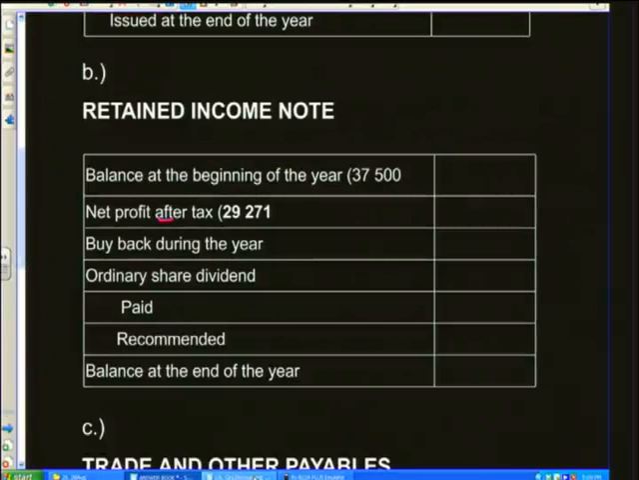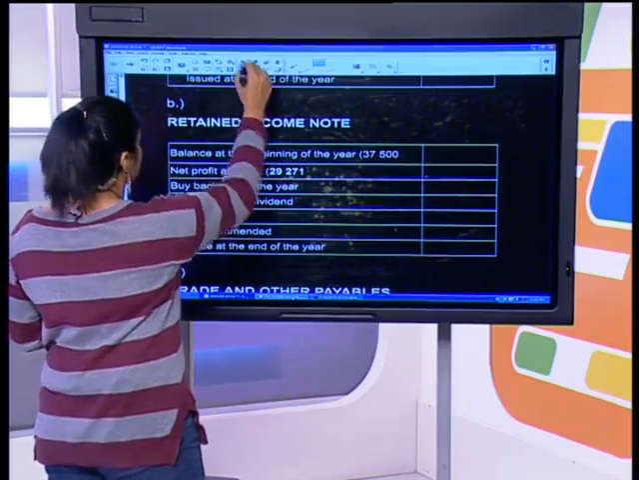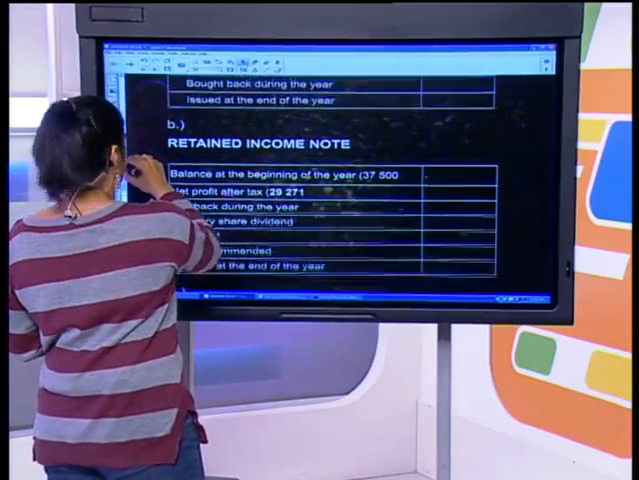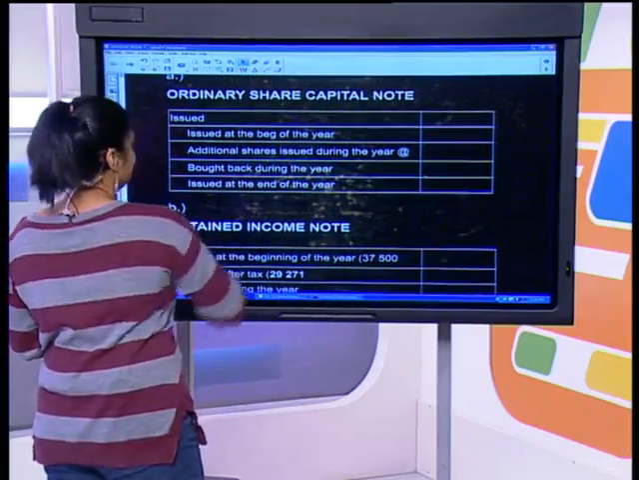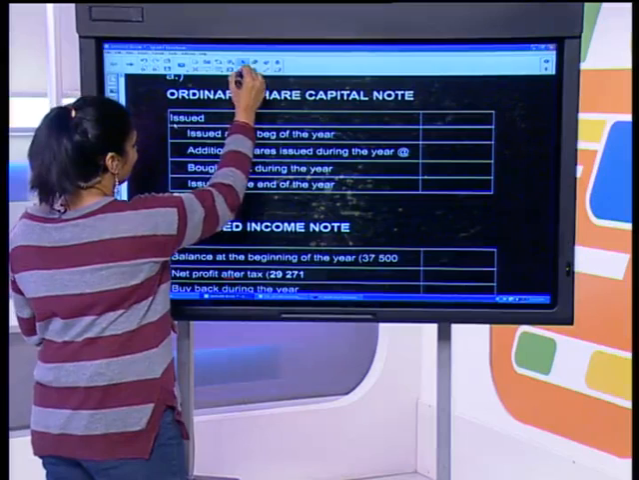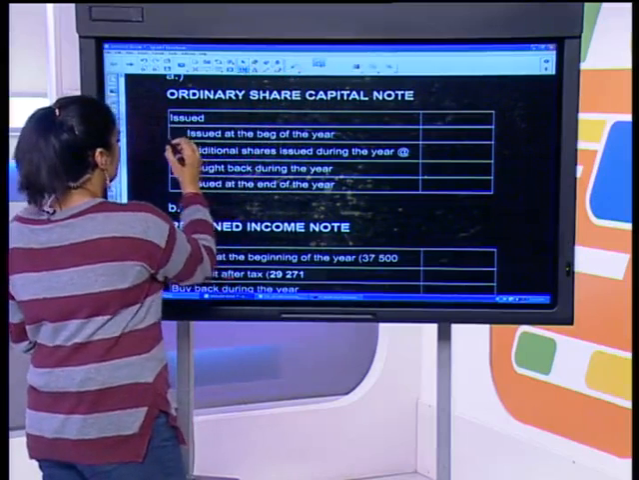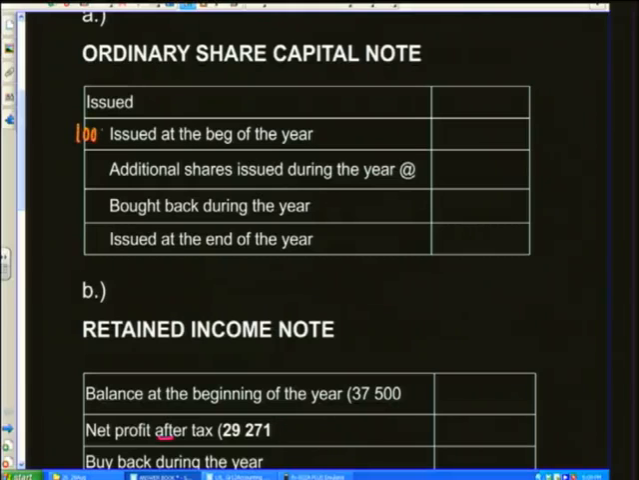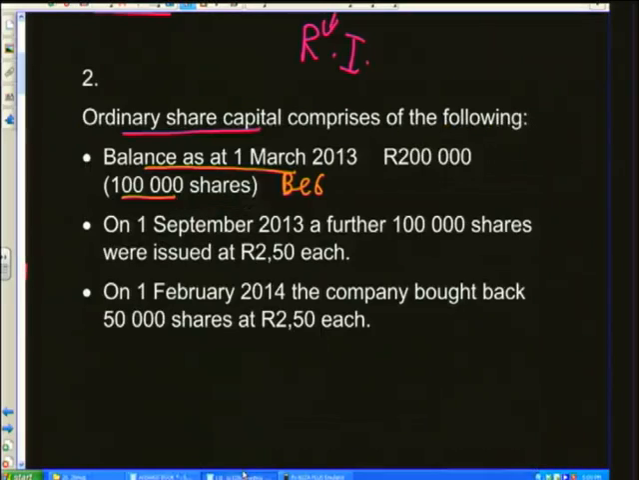Okay, so there we go. That's retained income. Let's just go back and let's follow Tara's instructions. There we go. Works like a charm. Awesome. Right, so issued. Let's get our pen out. Okay, so there we go. We've got 100,000 shares issued at the beginning of the year. And remember, my rand value is an amount of 200,000. Okay, very, very straightforward, very simple. Right, let's go back to the next bit of information.